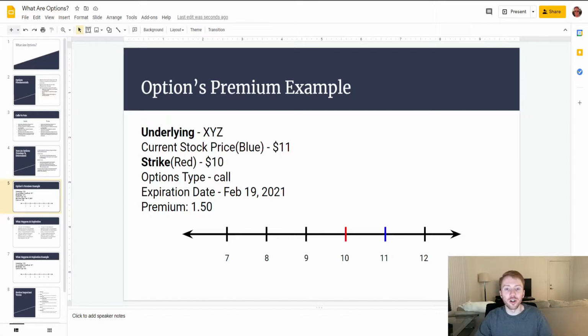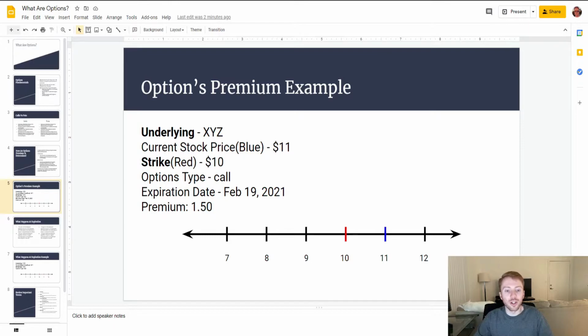So we have our underlying, which is just the stock that you're buying the option against. We have the underlying XYZ here. We have the current stock price, which is in blue at $11. Our strike price in red is at $10. The option type is a call, and this expires about a month out. And this option premium is $1.50.